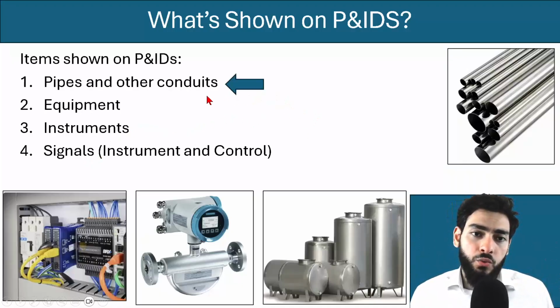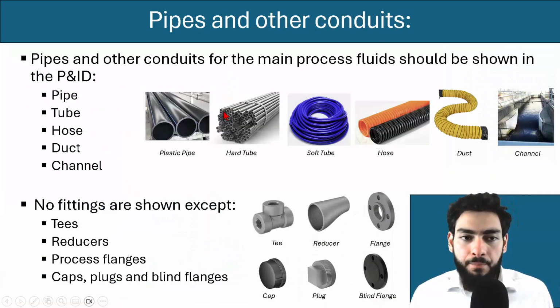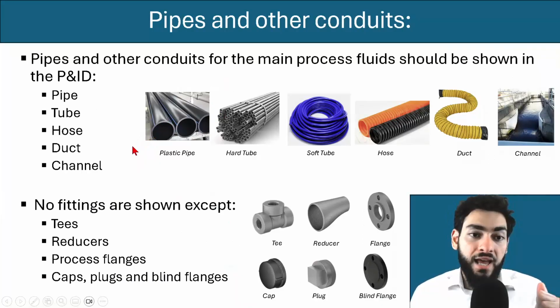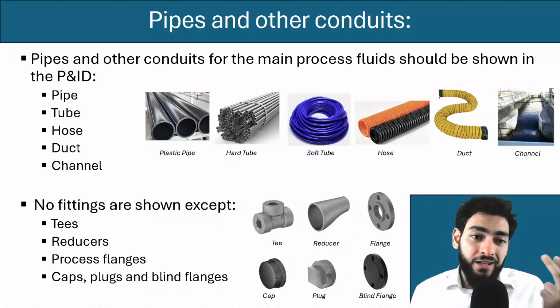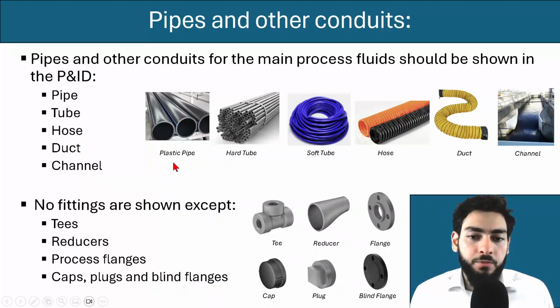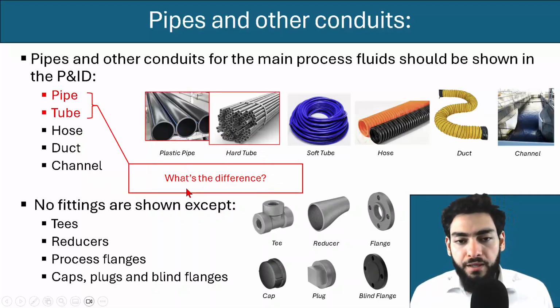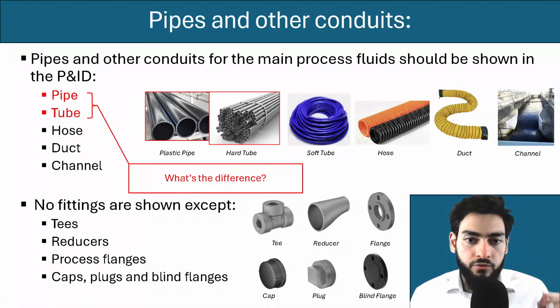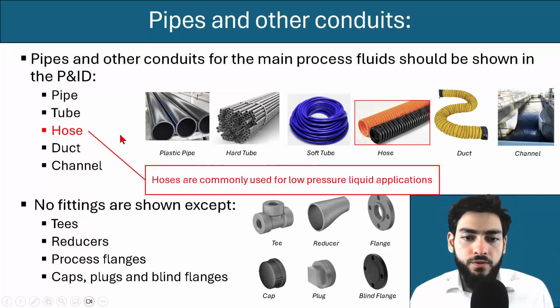Okay, let's begin. So with pipes and other conduits, what does that mean? That means that you could have pipes, so you show pipelines in your P&IDs. You could also have tubing, you could have hoses, you could have ducting, you could have channels as well. So what is the difference between pipes and tubing? That is something that I'll speak about at the end of the video, so you could stick around till the very end. Hoses are commonly used for low pressure liquid applications.